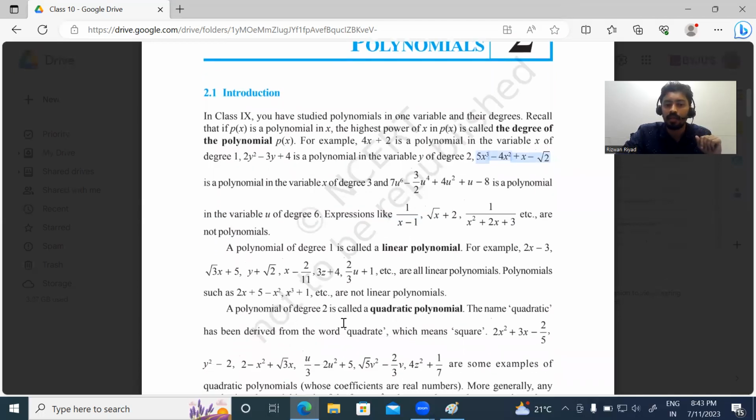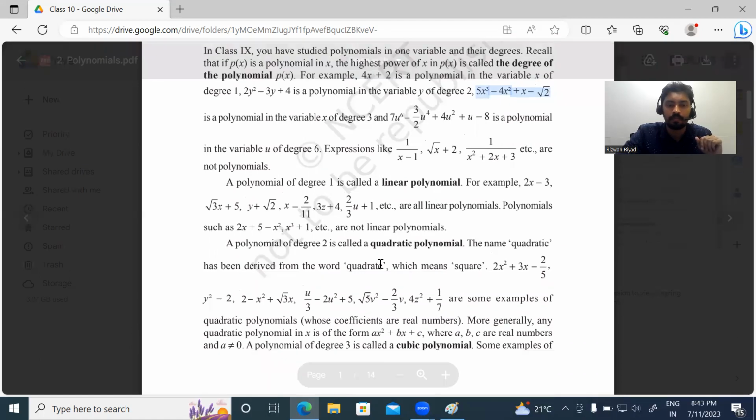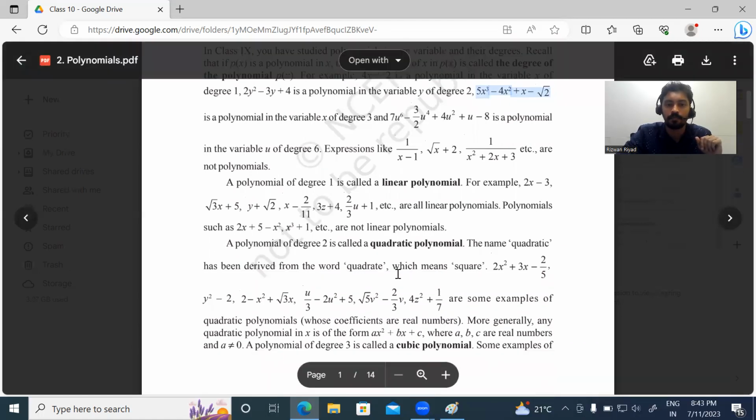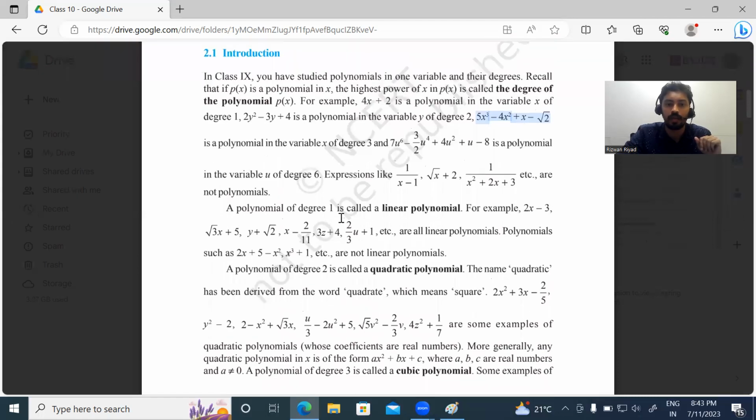On the other hand, let's take this one: 1 by x minus 1. Here you can see x in the denominator. So it's not possible to get whole numbers as the exponent for this variable x, because x in the denominator means we will have negative exponents. That is not possible. Negative numbers are not whole numbers. So this is not a polynomial. It's an algebraic expression, but it's not a polynomial.